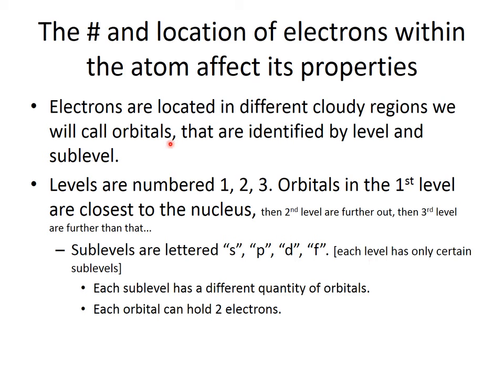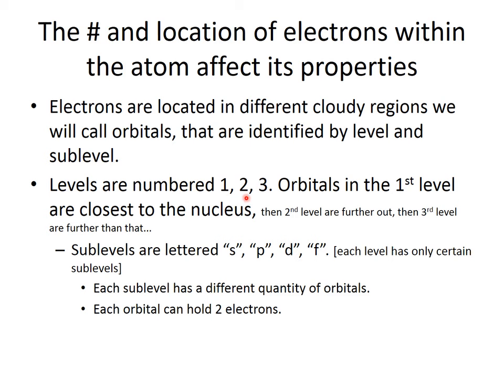So we're going to talk about orbitals, and that's where the electrons are going to be located. It's fairly complex. They're not specific regions, they're more cloudy regions, but we're just going to call them orbitals. There are many different orbitals in any given atom, and we label them in a couple of ways. First, we label them by level, and levels are numbered 1, 2, 3, 4, 5, 6, 7. And the level has something to do with how close they are to the nucleus.